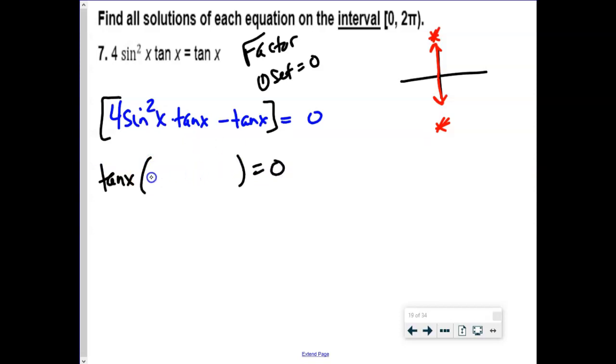All right, factoring out a tangent, you still have 4 sine squared minus 1. Now that we are factored, we're going to take our turn setting each factor equal to 0. This one's going to be ready to go for the unit circle. This one's going to take a little work.